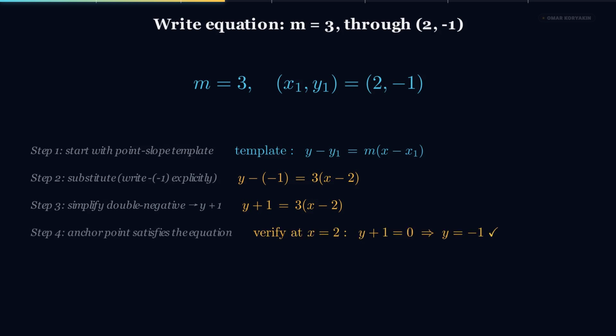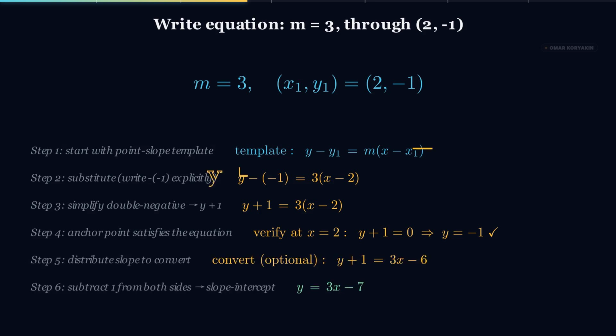Step 4. Verify by plugging in the anchor point coordinates. At x equals 2, y minus y1 equals 2 minus -1 equals 3. And m times x minus x1 equals 3 times 2 minus 2 equals 3 times 0 equals 0. Wait, let me recompute. Y plus 1 equals 3 times the quantity x minus 2. At x equals 2, the right side is 3 times 0 equals 0, so y plus 1 equals 0, giving y equals -1. The anchor point 2, -1 does indeed satisfy the equation, so the substitution is verified.